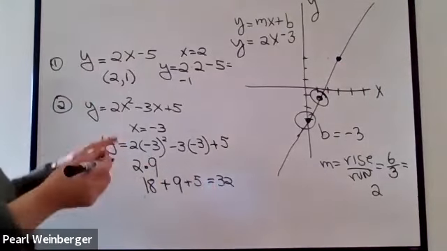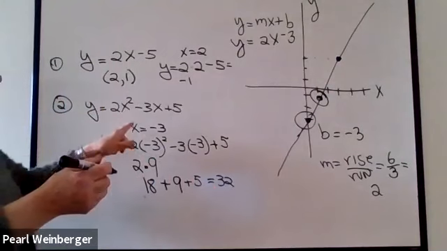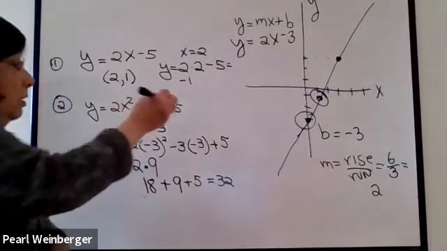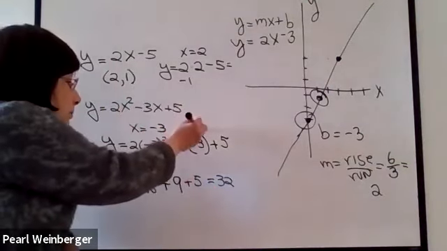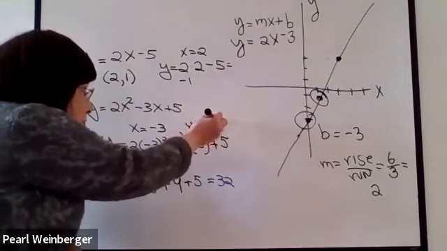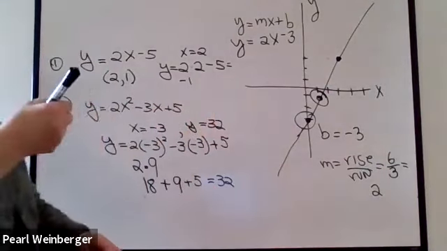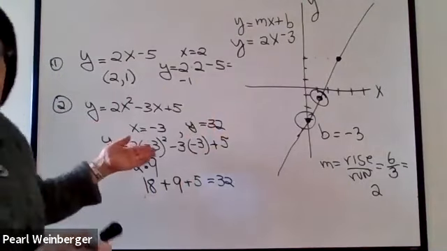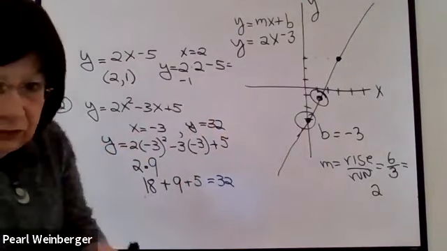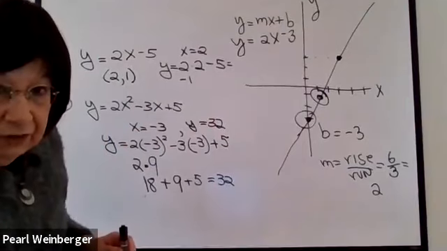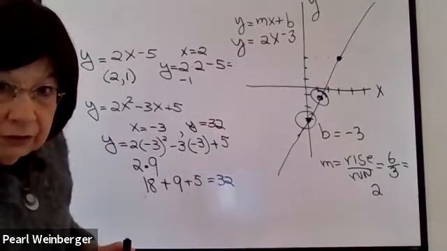What is this telling me? If I pick my x to be negative 3, the y has to turn out to be 32. The y is dependent on the value of x. Once I know what my x value is, then I can figure out what my y value is.